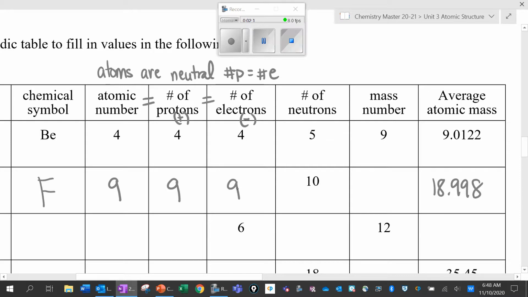The mass number is the number of protons plus the number of neutrons. So the mass number is going to be this number plus this number. So 9 plus 10 is 19.